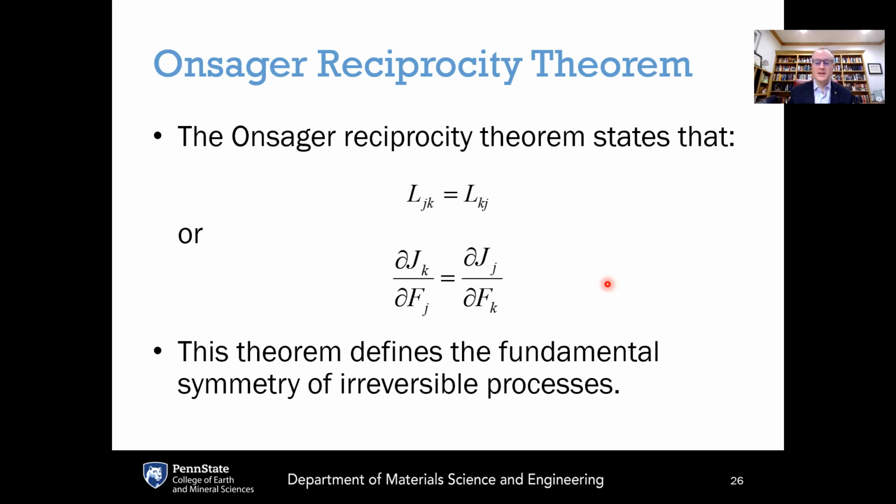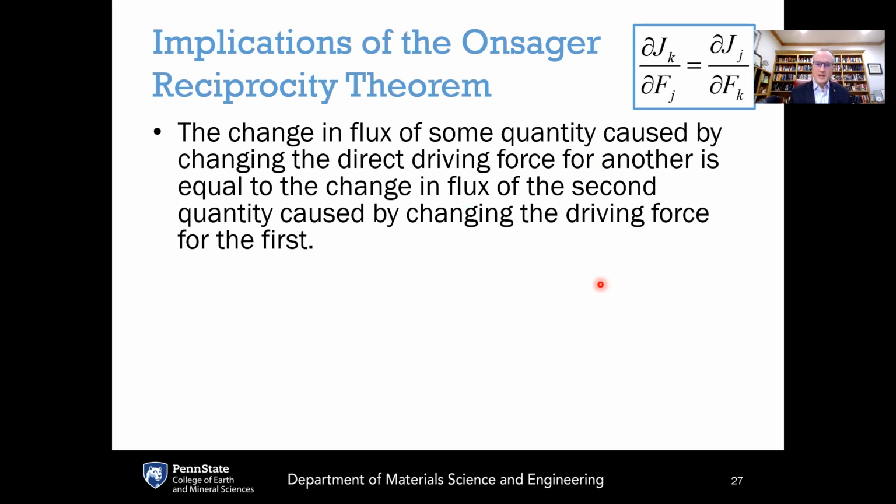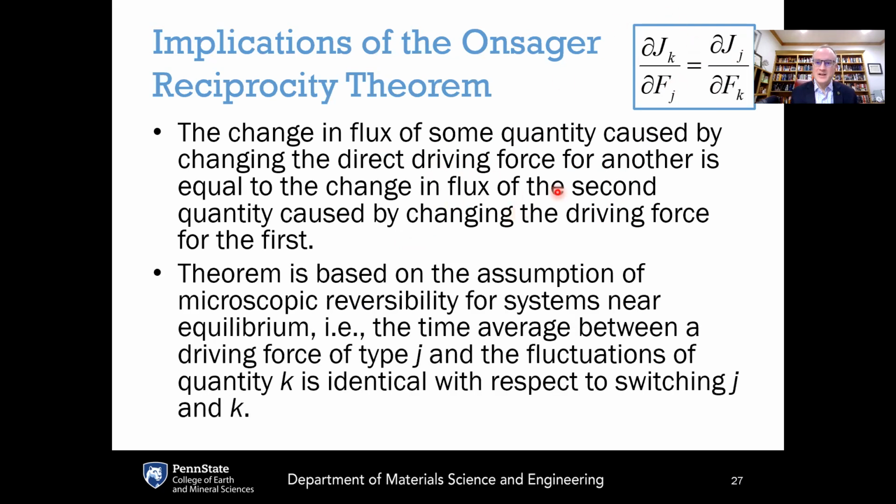So what are the implications of the Onsager reciprocity theorem? If we take this equation here and just say it verbally, what this is saying is that the change in flux of some quantity caused by changing the direct driving force for another is equal to the change in flux of the second quantity caused by changing the driving force for the first. Some people may find it easier to understand in words, other people in mathematical terms. But in either case, the theorem is based on an assumption of microscopic reversibility for systems near equilibrium.